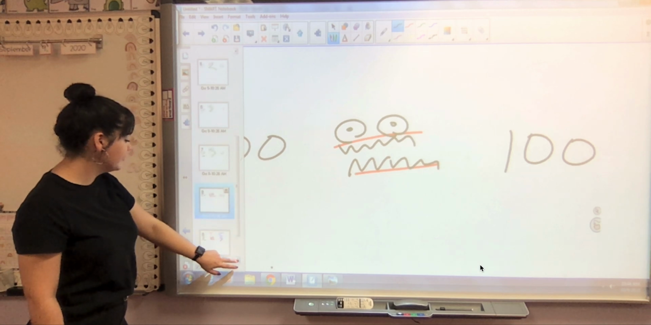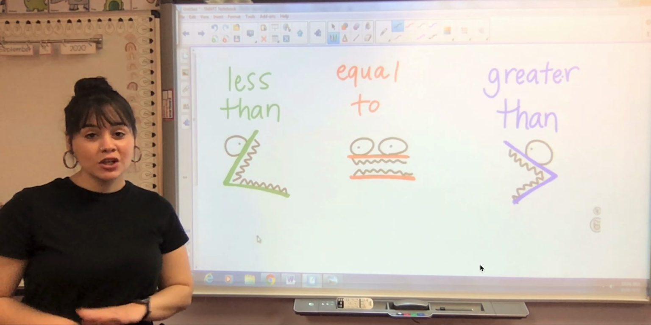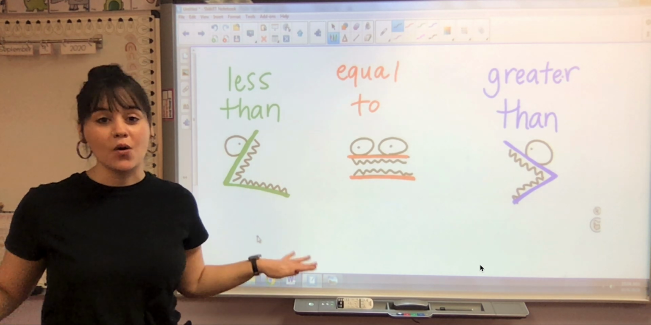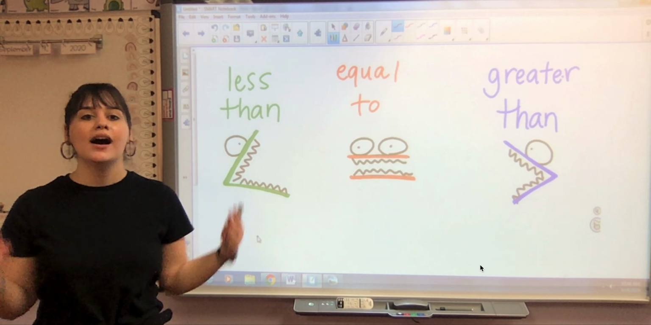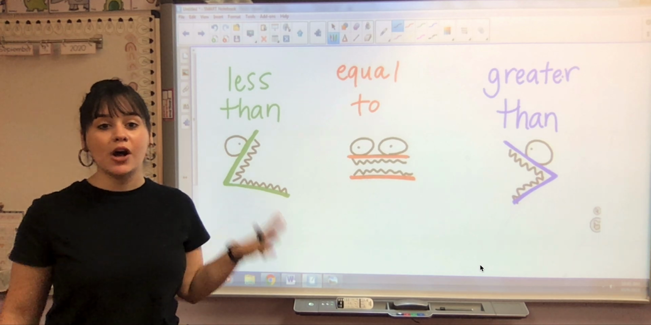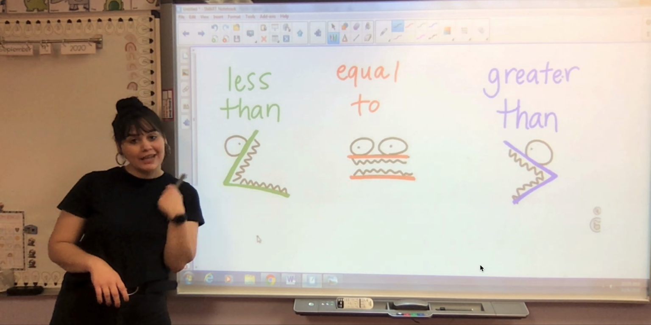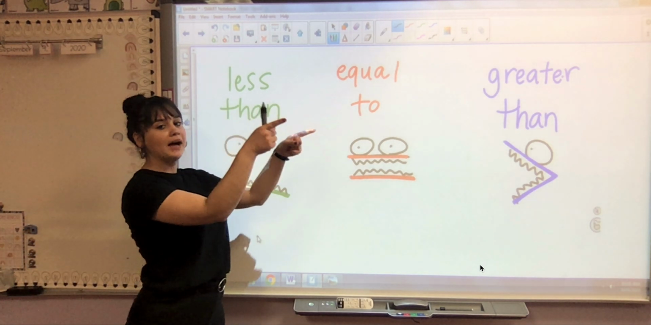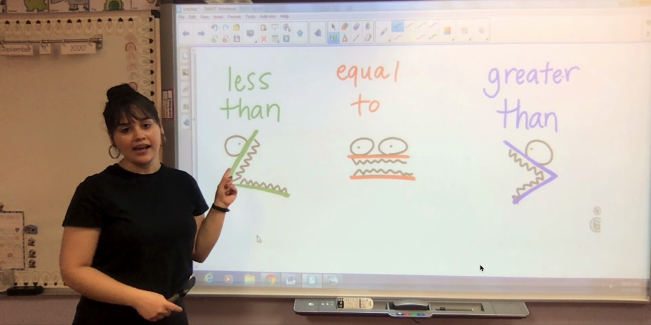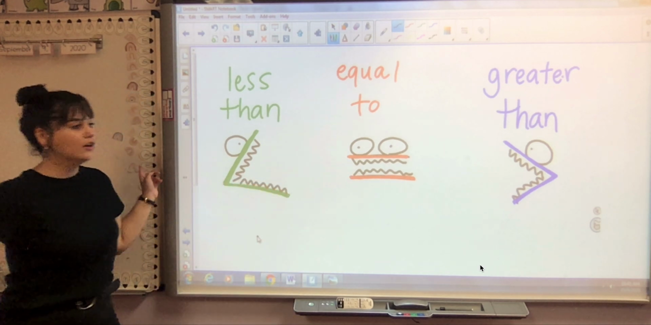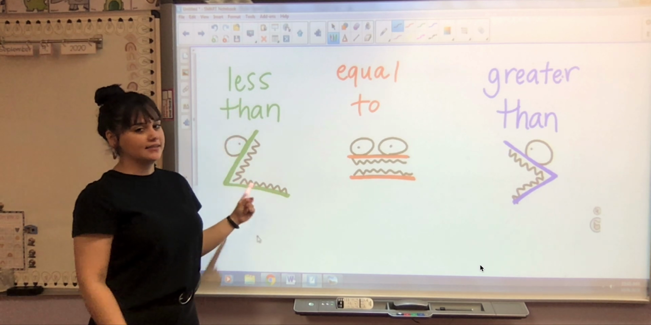So we learned a couple different things today. We learned that my alligator friend will always, always, always eat the pile that has the greatest amount of anything. He will always eat the greatest amount. So my alligator actually has some names. Whenever my alligator is eating that pile, whenever he's looking this way, we say that he is less than. So whatever two numbers are over here, one is less than the other. So whenever my alligator is looking this way, he is less than.